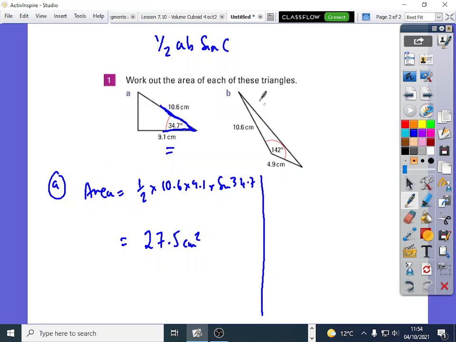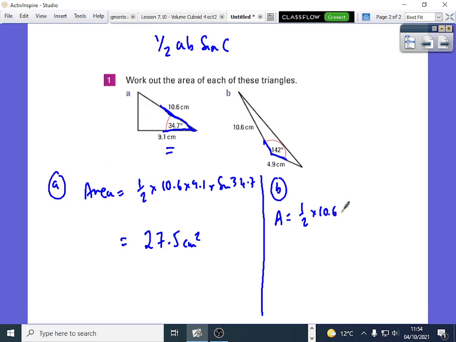Okay, now if I did the next question, B, I'll do the same thing as the two sides and the angle between them. So again, the area is going to equal half times 10.6 times 4.9 times sine 142. And if you put that through the calculator, 0.5 times 10.6 times 4.9 times sine 142, you should get 15.988, etc. So it's best to round that to 16.0.